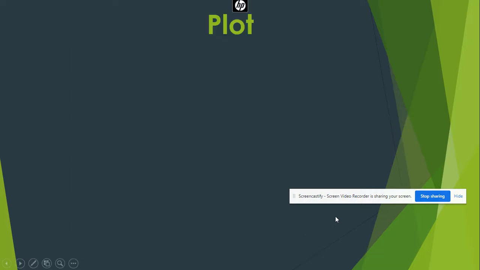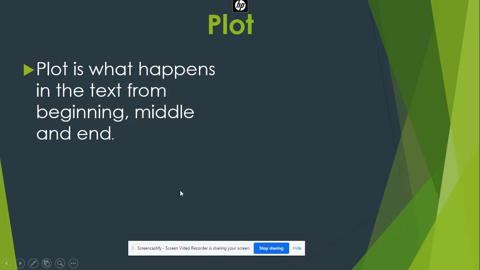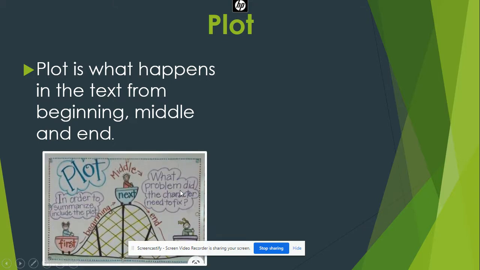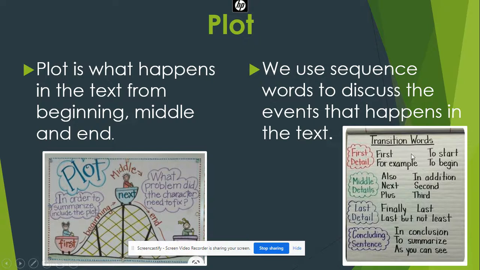All right, the next part, plot. Plot is what happens in the text, in the beginning, the middle, and the end. We use sequence words or transition words to discuss the events that happen. In school, we usually use the words first, next, then, and last, but we can also use different words. We could use the words to start or to begin, also, second, or third. And when we're talking about the last detail, we could say finally or last but not least.